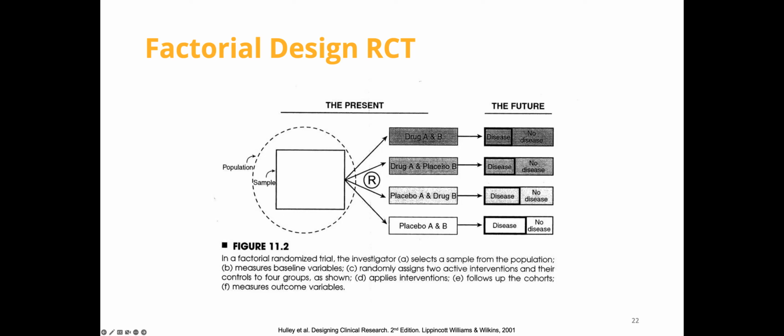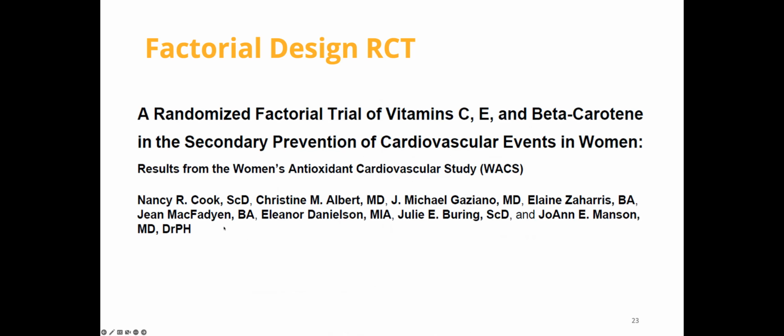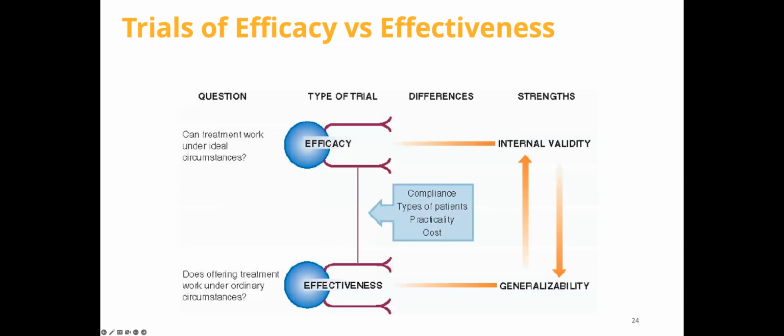So that's a more complicated study design, but it's a little bit more interesting because we're actually looking at two active interventions within one trial and not just one. So it can actually be a little bit more efficient depending on the types of medications that you're studying. So this is just an example of a factorial design for a randomized controlled trial. In this particular example, they looked at a combination of vitamin C, E, and beta carotene for the secondary prevention of cardiovascular disease or cardiovascular events in women. So we have more than one intervention in a factorial design.